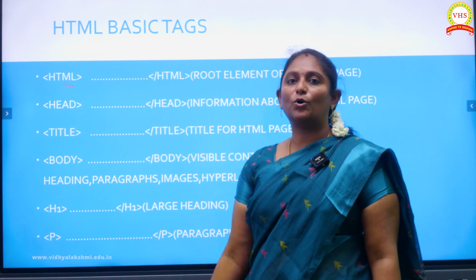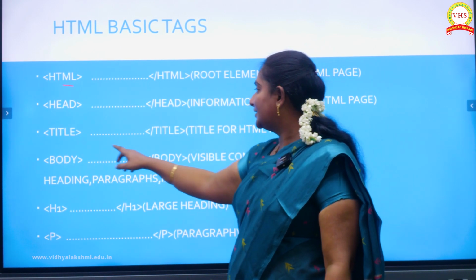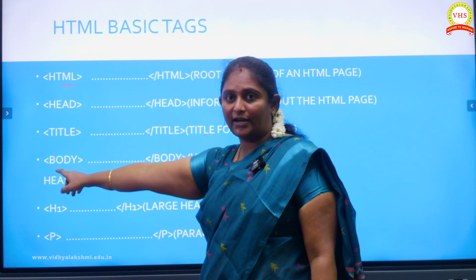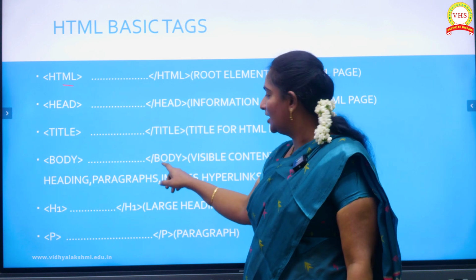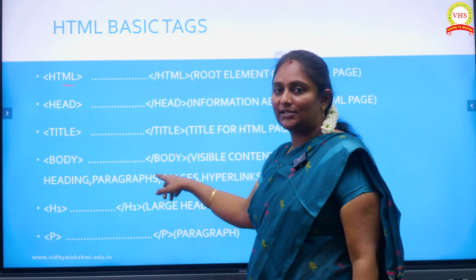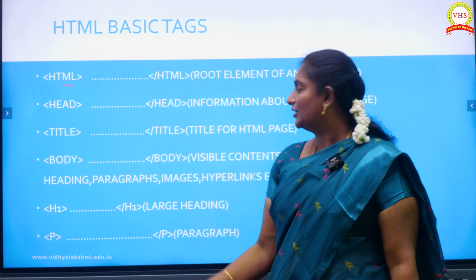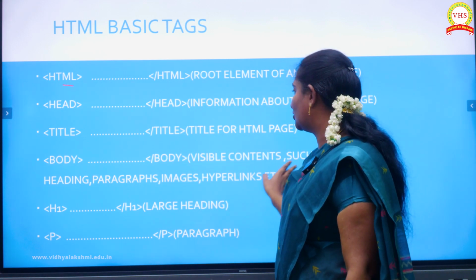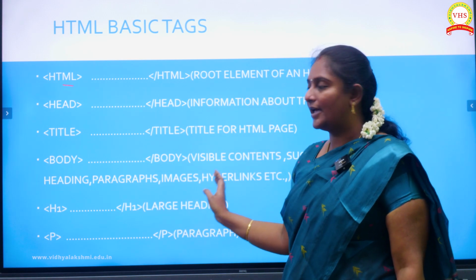The next tag is the body tag, which also has a start tag and an end tag. The start tag starts with the angle bracket, less than symbol, and ends with the greater than symbol. The end tag starts with an angle bracket, a slash, and then the tag name. That should be written like this. The body contains the visible content such as headings, paragraphs, images, hyperlinks, etc.